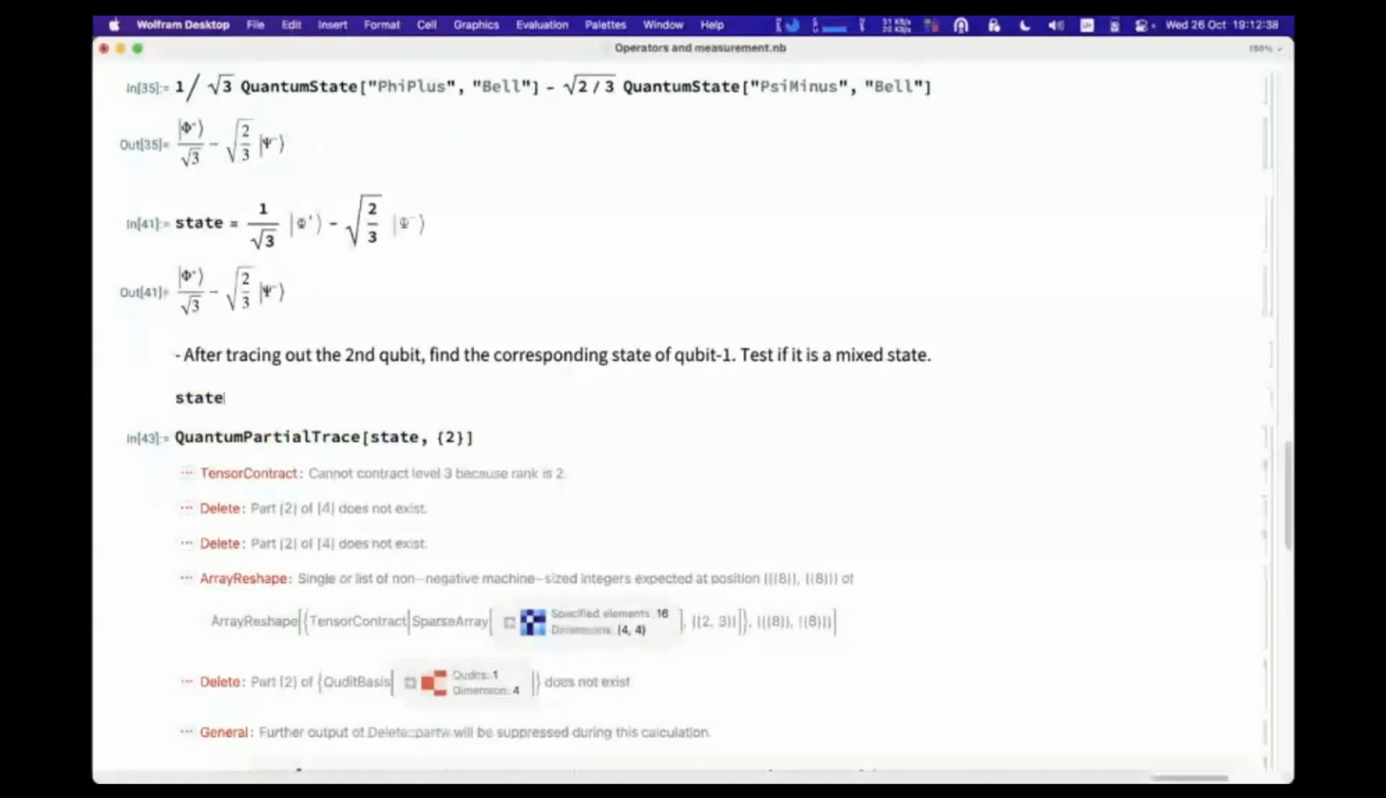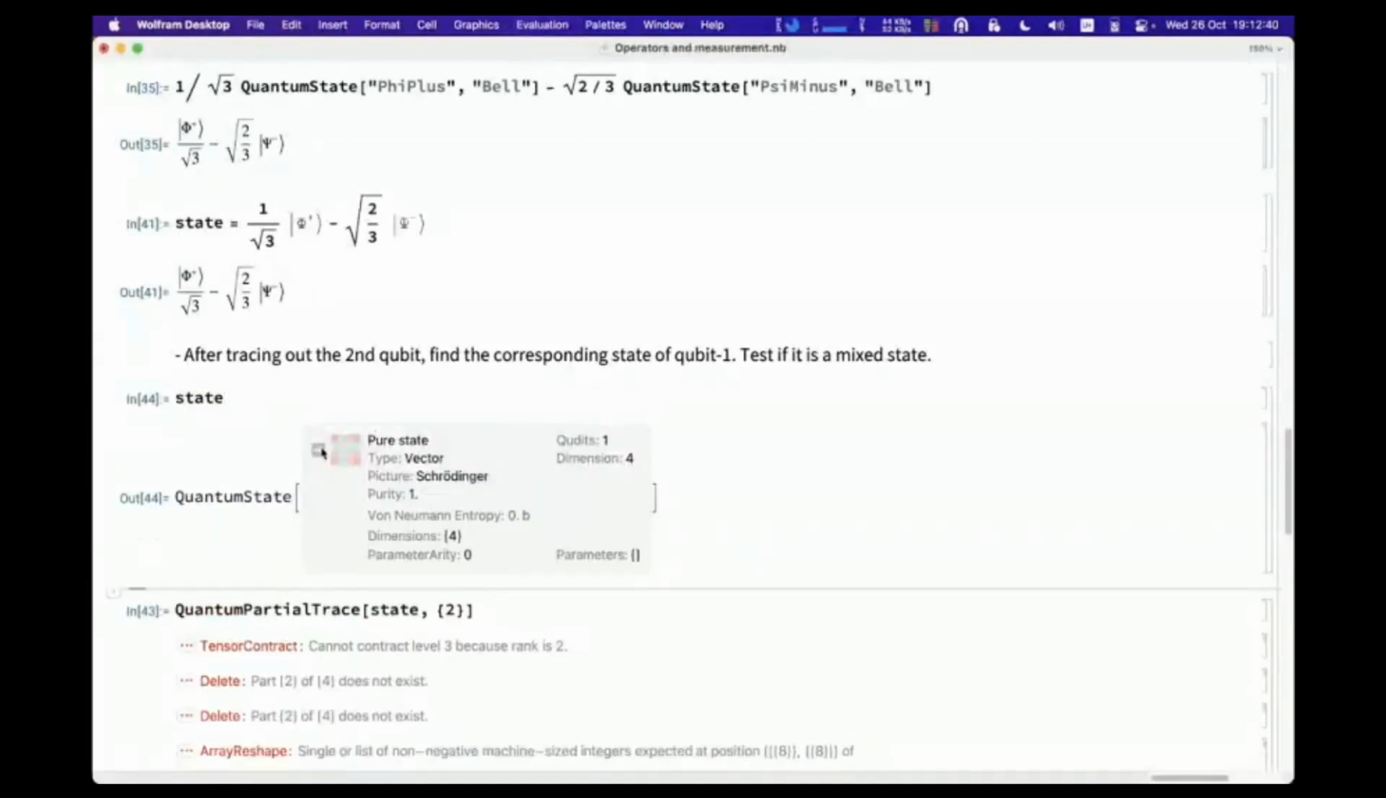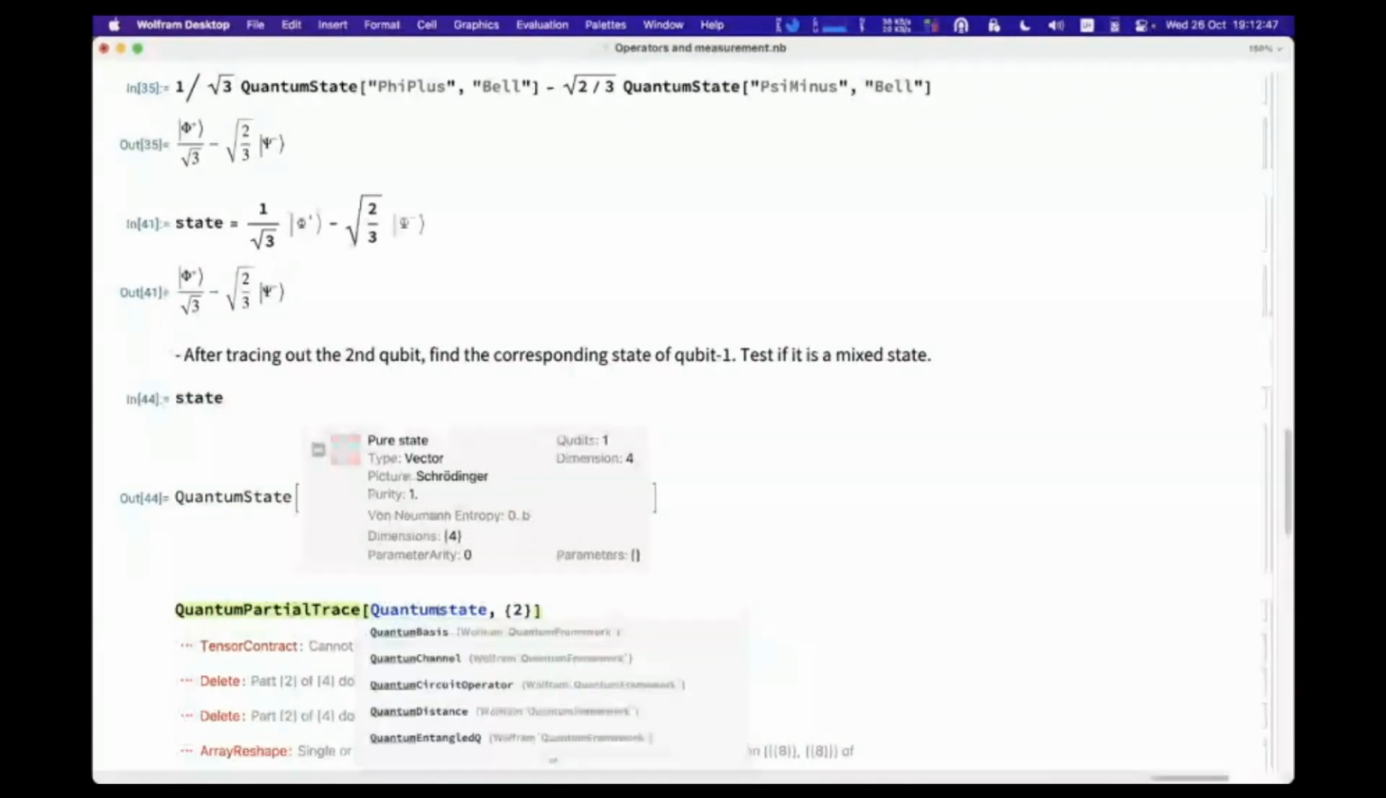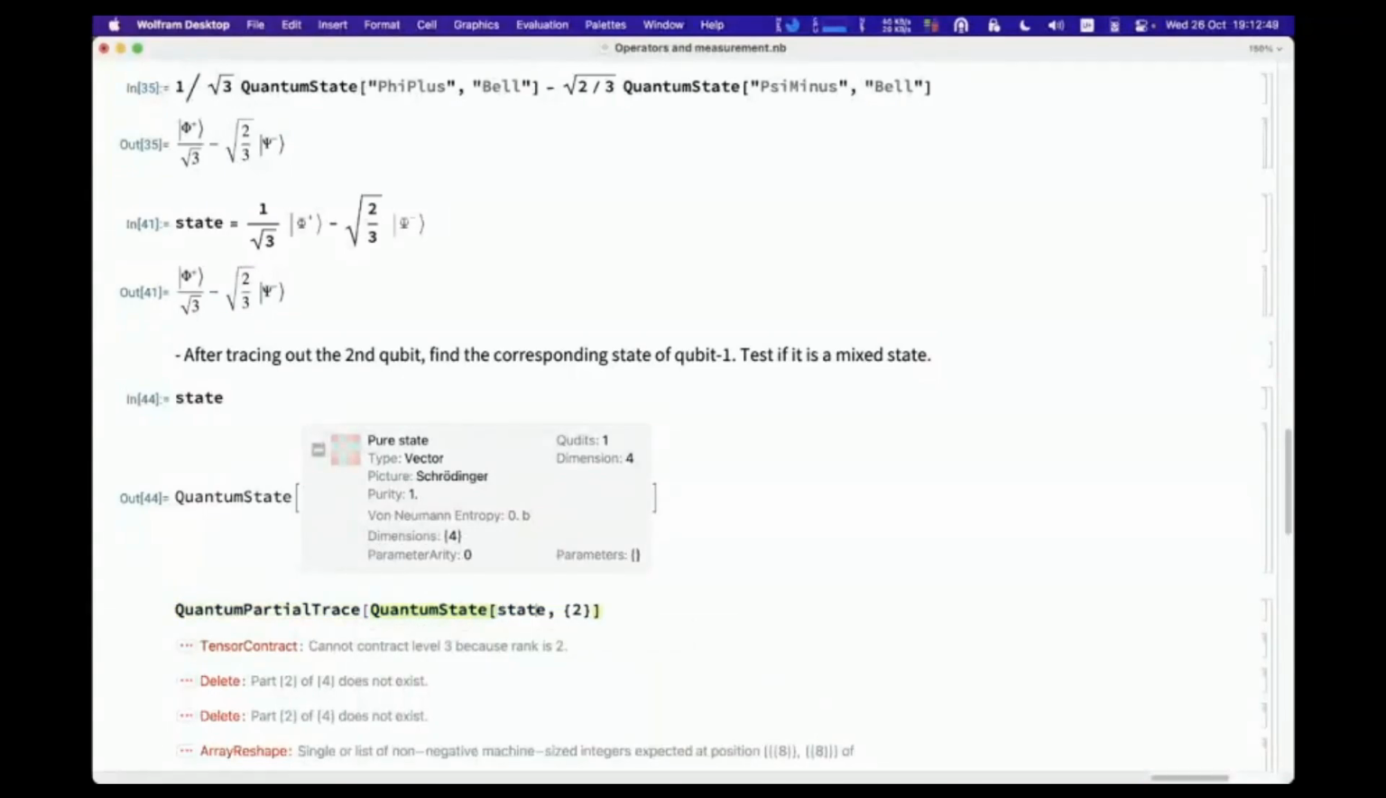Oh, we can't do that because it's a 4-dimensional one. Oh, then let's go with transform it into computational basis. Let's go to 2 by 2.